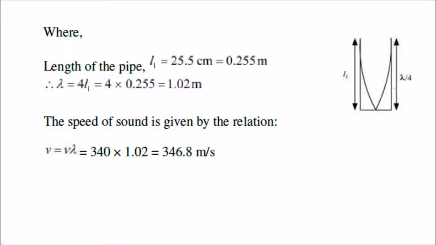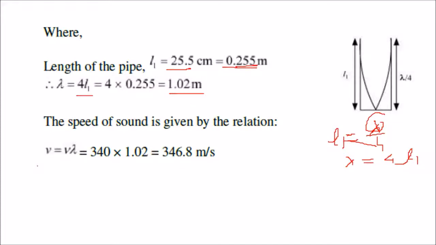So L1 will be lambda by 4. L1 is given as 25.5 centimeter. Convert it into meter. And this lambda will be 4 into L1. See, L1 is lambda by 4. What will be lambda? Take 4 here. Lambda will be 4L1. So 4 into L1, L1 is this much. So 4 into 0.255, which is 1.02 meter.